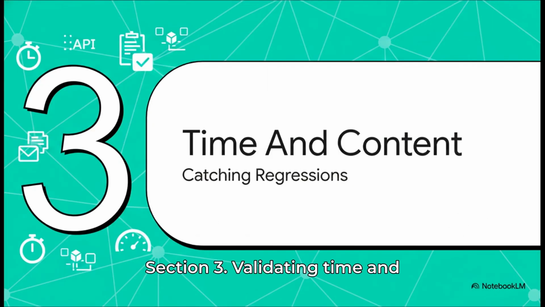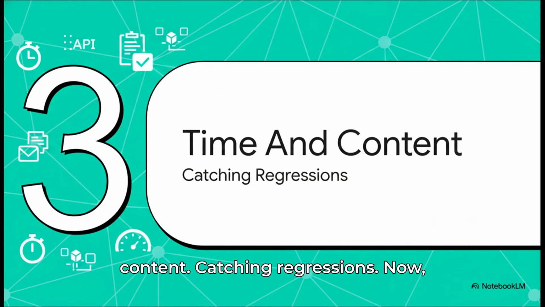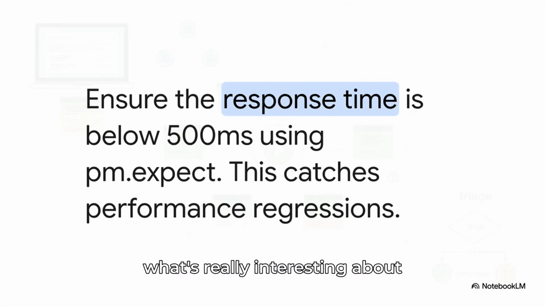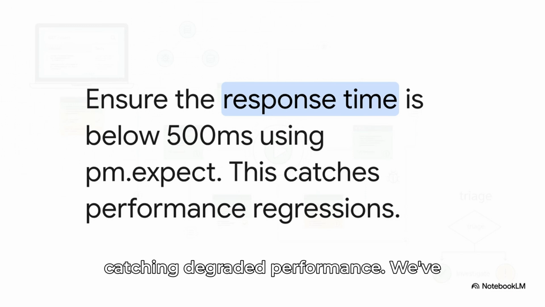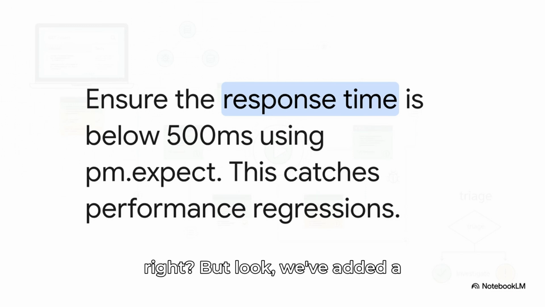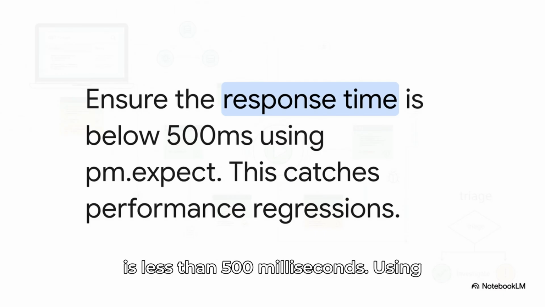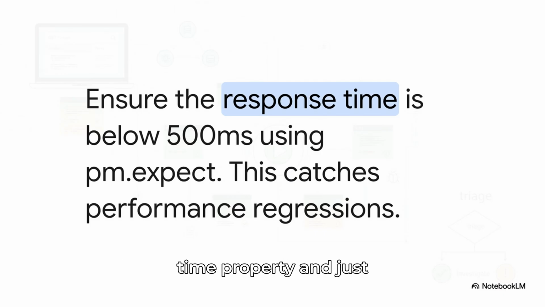Section 3, validating time and content, catching regressions. Now, what's really interesting about this is how easily we can start catching degraded performance. We've kept our status 200 check, right? But look, we've added a second test right beneath it. This one checks if the response time is less than 500 milliseconds. Using pm.expect, we grab that response time property and just assert that it must be below 500.